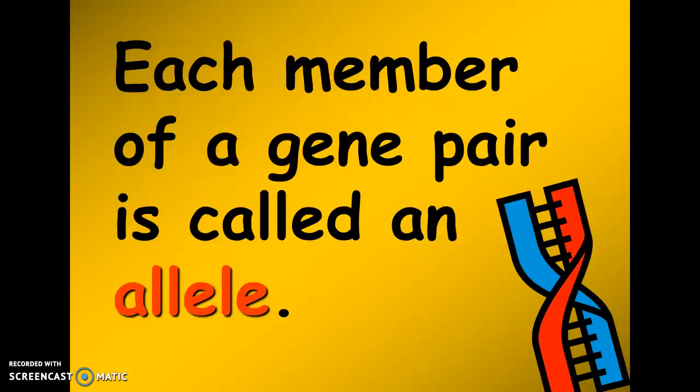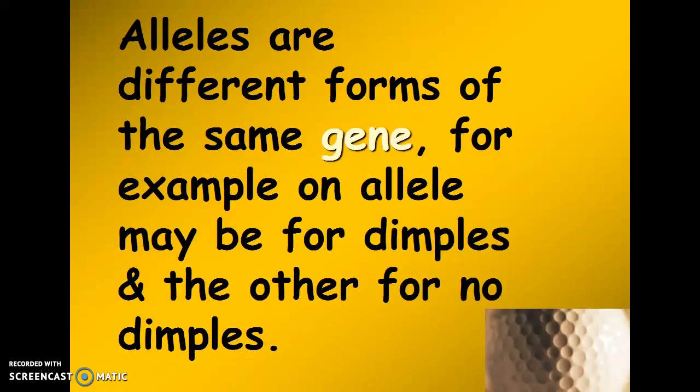So you get, say for example, a gene from your mother that could involve hair texture. Maybe mom has curly hair and dad has straight hair. So you get an allele for your hair texture from mom and an allele for your hair texture from dad. Alleles are different forms of the same gene. For example, an allele may be for dimples and the other for no dimples.